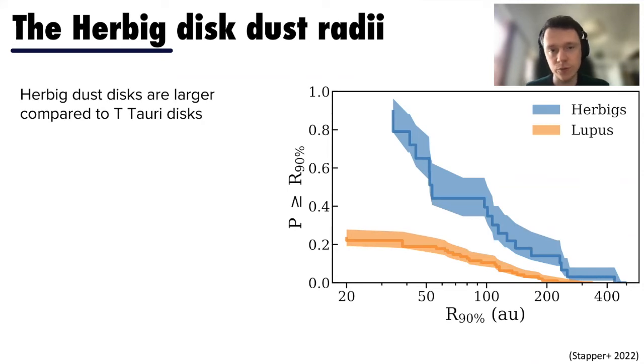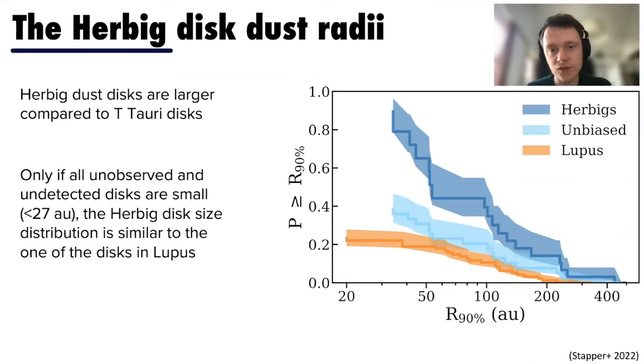However, this is the most positive distribution, let's say, for the Herbig disks, as there still are some unresolved and unobserved disks. We can unbias this distribution by assuming that all unobserved and undetected disks are as small as the smallest in our sample. This shifts the dark blue distribution towards the light blue one, and then you can see that it's quite similar to the distribution of the disks in Lupus. So only in that case are the two quite similar. But the real distribution likely lies somewhere between the dark blue and the light blue distributions.